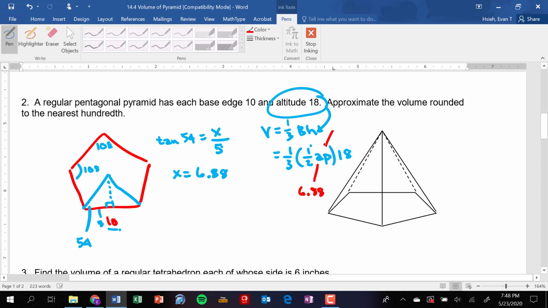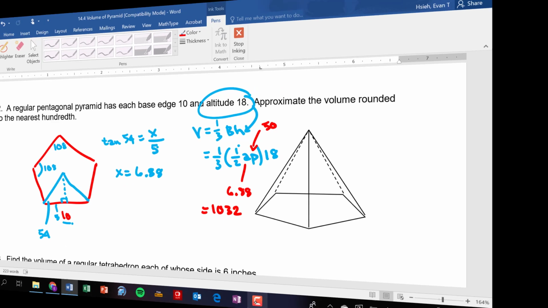And the perimeter of this thing is going to be 50. Plug all that in, I get 1032 as my volume for that pentagonal pyramid. Okay, we'll move on to the backside. The backside is going to be all about cones and finding volumes of cones.